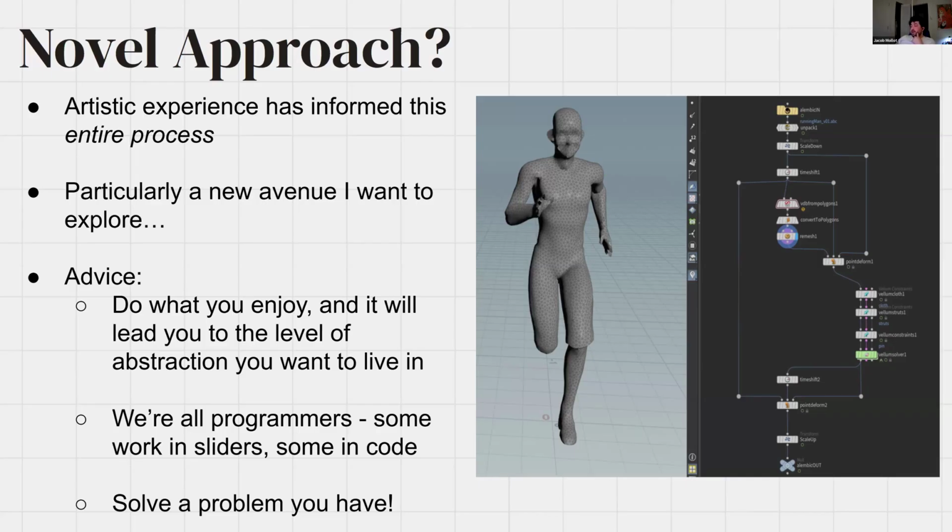And so I understand them at a different level than some of the people that know it at a lower level. And knowing all the nitty gritty doesn't necessarily mean you know what a user wants to do with it. And so I have a different perspective in that sense. And so my advice is to do what you enjoy, and it will lead you naturally to the level of abstraction that you want to live in. And like I said, we're all programmers in different levels of abstraction, and solve the problem that you have.